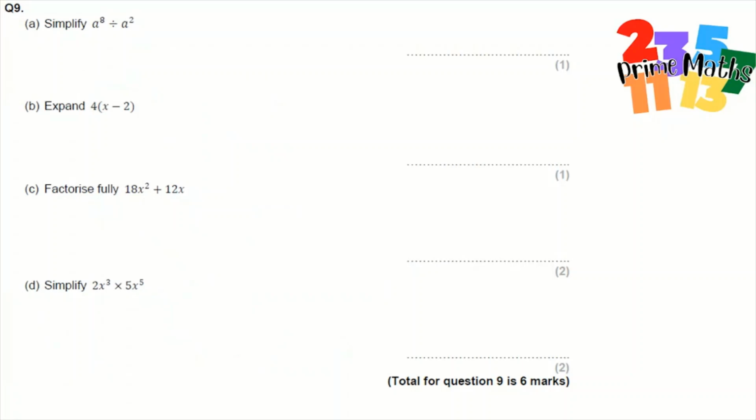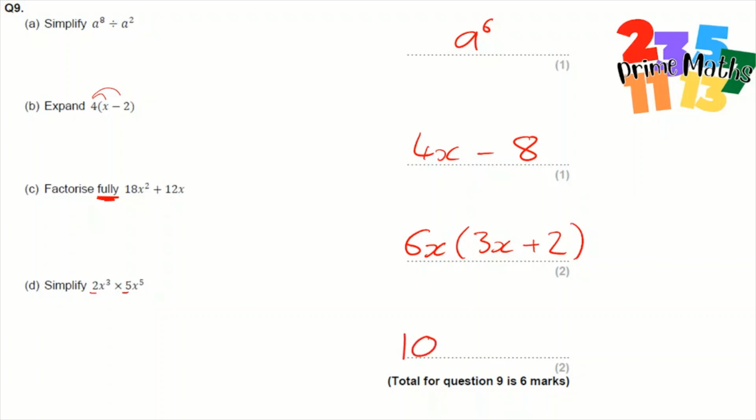Question 9, when we divide with indices we subtract, so we get a to the 6. Expanding the bracket, 4 times x is 4x, and 4 times minus 2 is minus 8. Factorise fully, we need to take the biggest factor out. The biggest factor is 6, and we also take the x out, so we end up with 3x plus 2. Simplifying, we multiply the 2 and the 5 together, and when we multiply with indices we add the powers, so we get 10x to the power of 8.